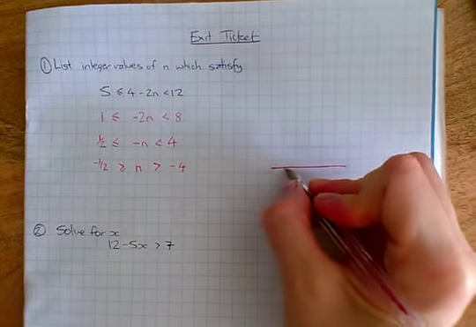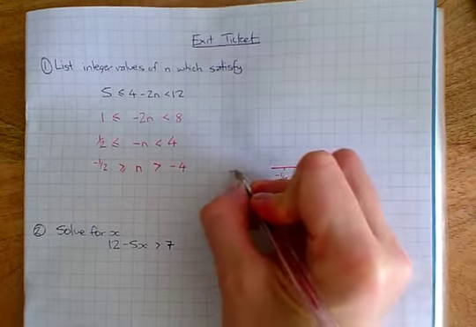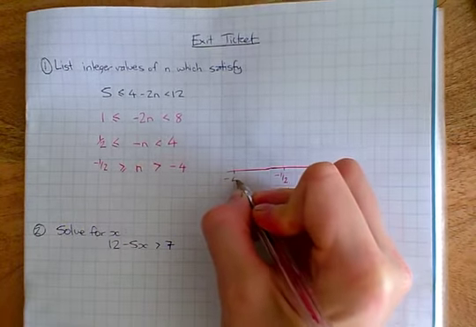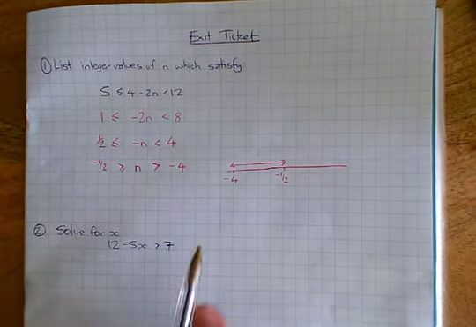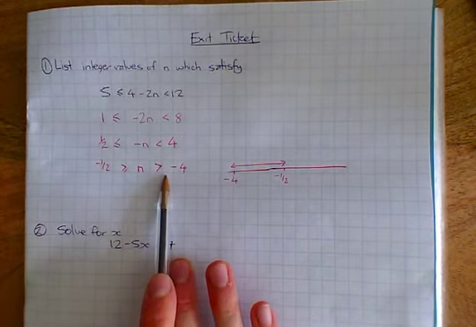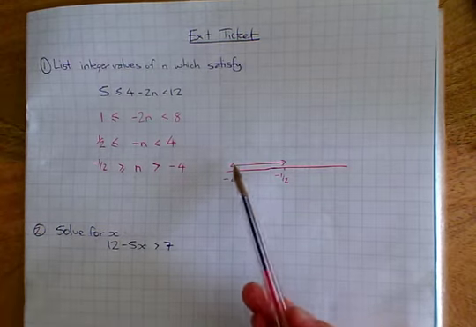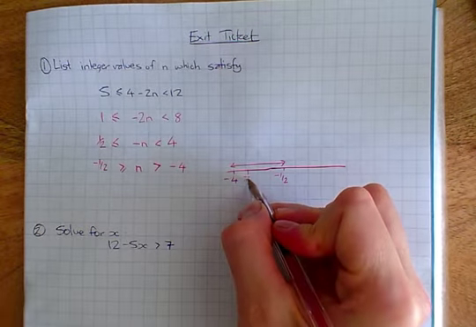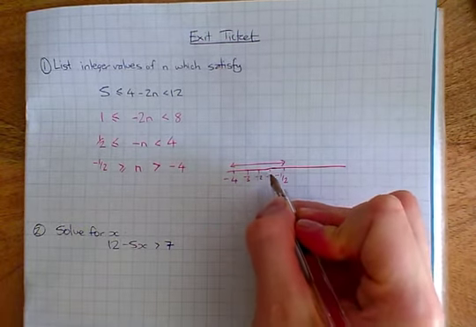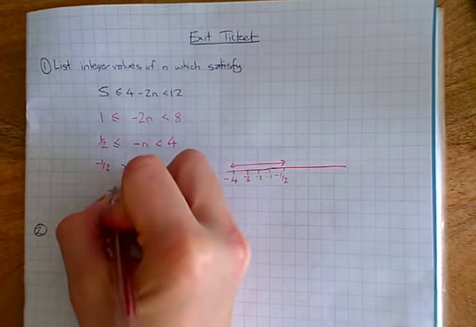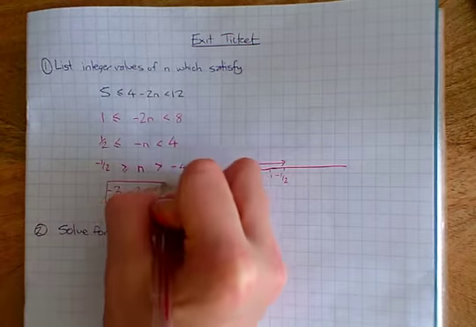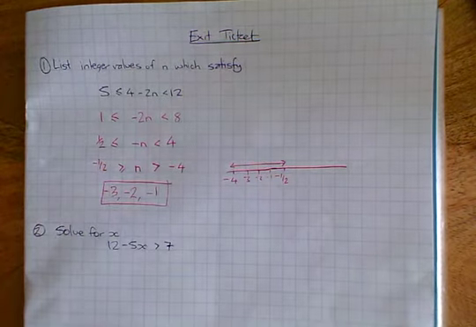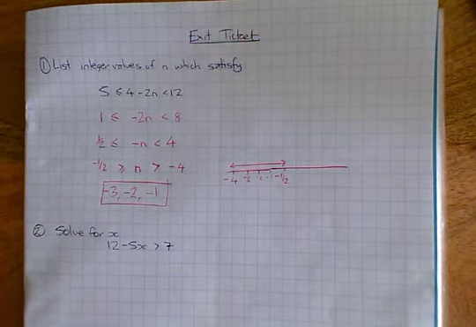So I could draw a number line here. I've got negative a half and negative 4, and n is going to lie within this region, but it cannot equal negative 4. So therefore the values which it could be are negative 3, negative 2 and negative 1, and so they would be all of the integer values which satisfy that inequality there.